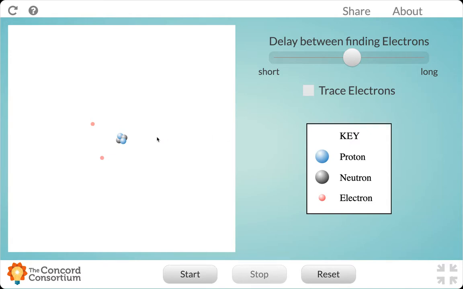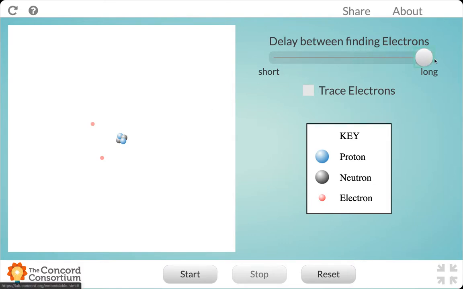And now we're going to officially move into this model of the atom. So notice that in the middle here, we've got our protons and neutrons. So this would represent our nucleus. We have a couple of electrons that are floating around the outside. And we want to figure out what is the pattern of where electrons are most likely going to be located. I can change the amount of time between finding where the electrons are located.